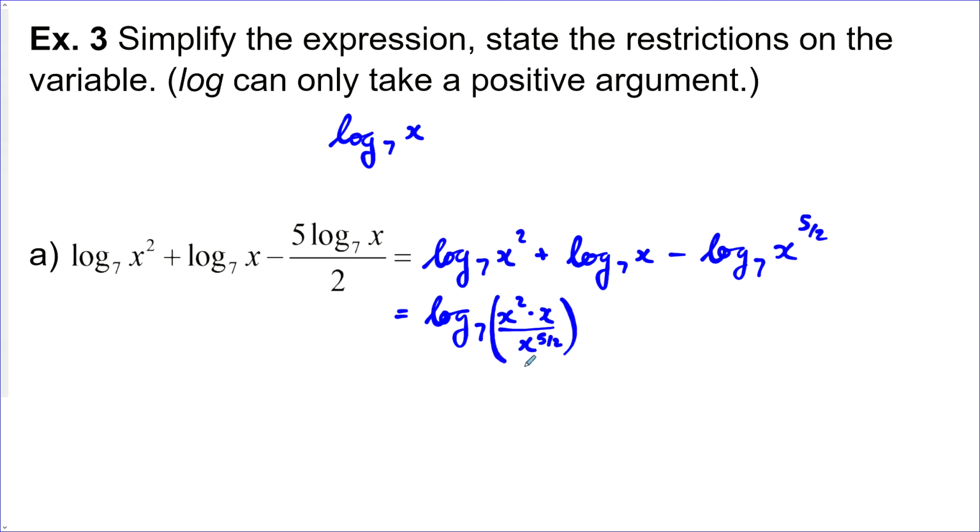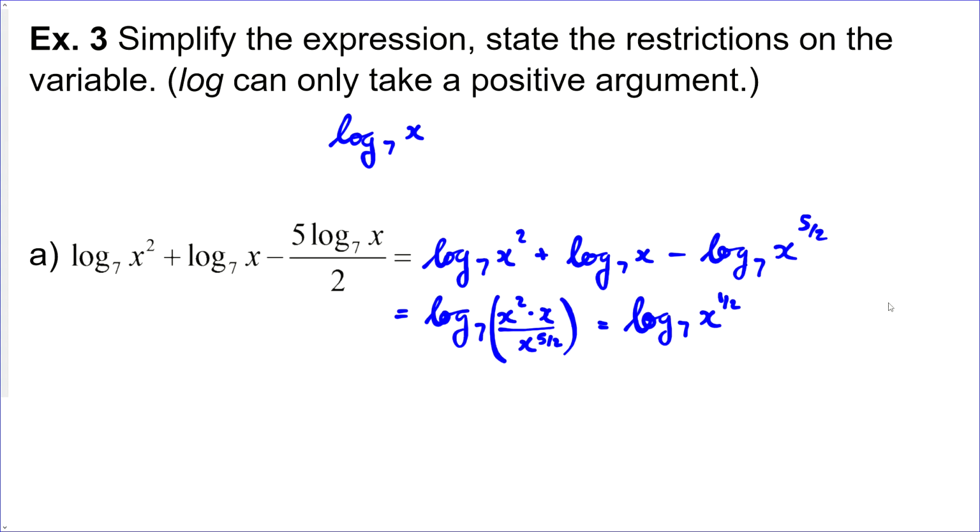Okay. Now we use our exponent laws to simplify what's going on inside here. We've got log base 7, and in the numerator we have x cubed. And we're going to subtract 2.5. So 3 minus 2.5 is x to the power of 1/2 is left.